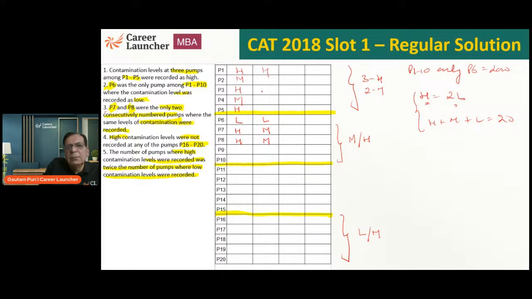Similarly, 3 high and 2 medium. And these are high. Next cannot be low because in P1 to P10, only P6 is low. Others are medium or high. So this can be medium and this will be high, high and medium. So that's the information we have.